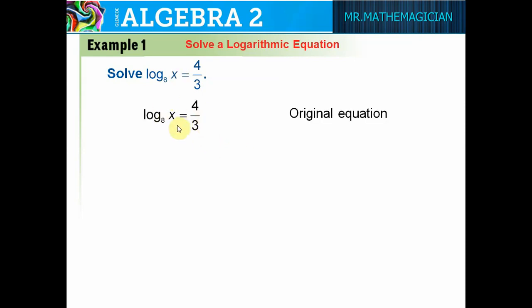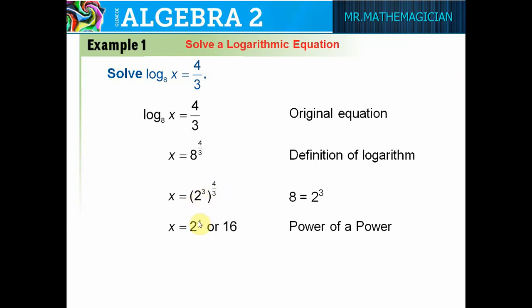So this is the original equation. We can transform it into exponential form. We know that 8 is the base and 4 over 3 is the power. So x equals 8 to the power of 4 over 3. Now you can use your calculator to evaluate, or you can express 8 as 2 to the power of 3 so that you can cancel the 3 with the 3. So it's 2 to the power of 4, and 2 to the power of 4 will give you 16. So the answer is x equals 16.